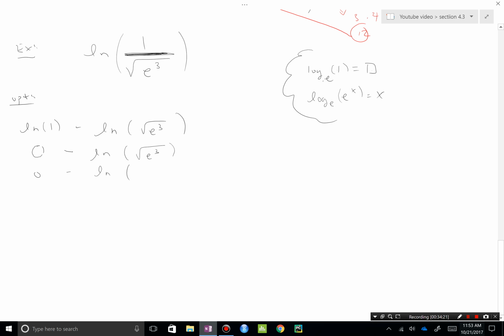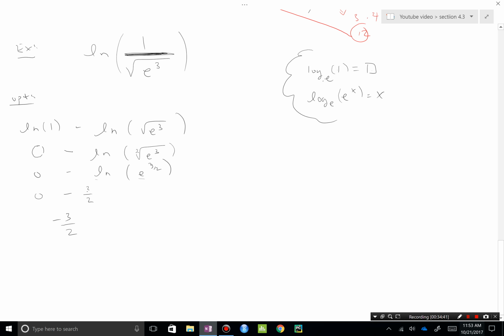If you remember your laws of exponents, which I hope all of you do, this is this. This is turning into a very long video, and I apologize, guys. It gives you 3 halves, right? Square root exponent is 1 over 2, and the cube is 3, so it's 3 over 2. So this is 0 minus. Now finally, the natural log and e undo each other, gives you 3 over 2. So the answer is negative 3 over 2. Easy, right?